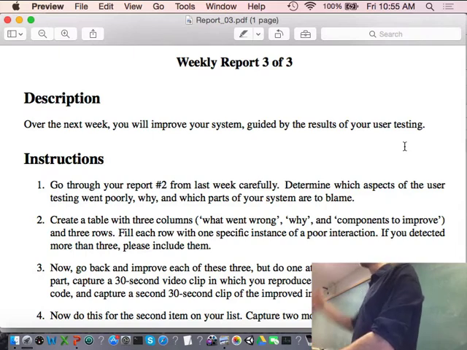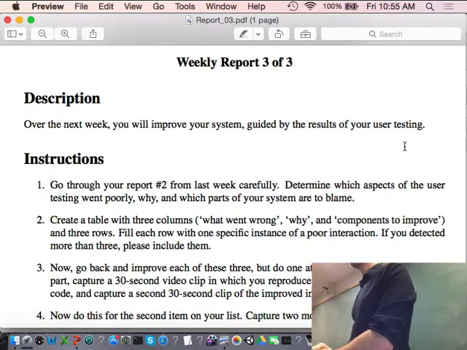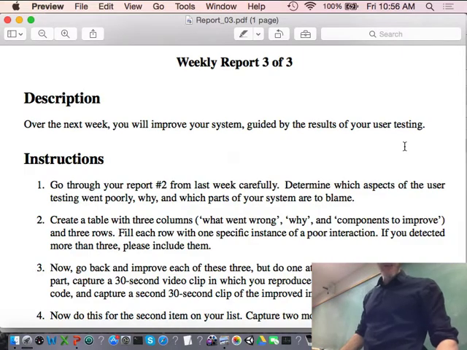That's what we're looking for: you work backwards from what you saw during user testing to where the problems are in your code, and you've made some improvement to try and fix that, and you're demonstrating that improvement to us. Make sense? Okay, so pretty straightforward.